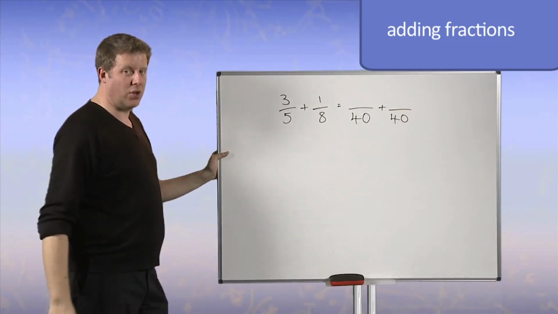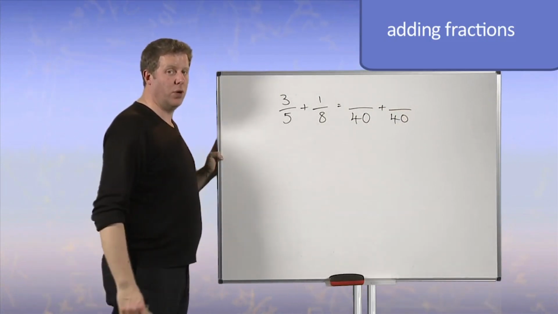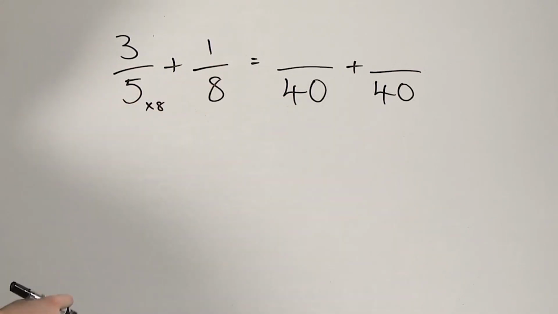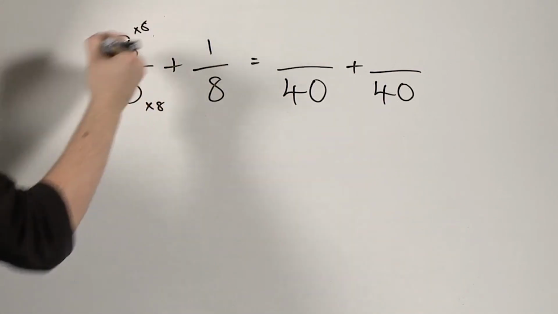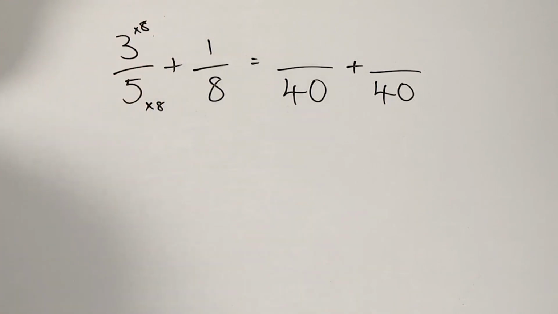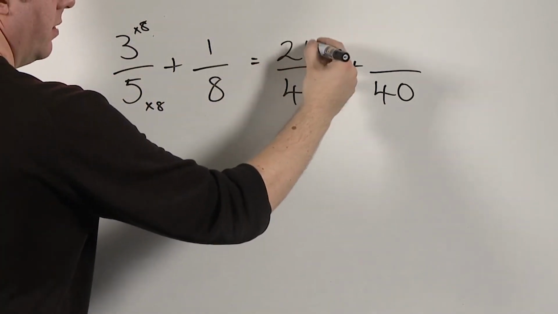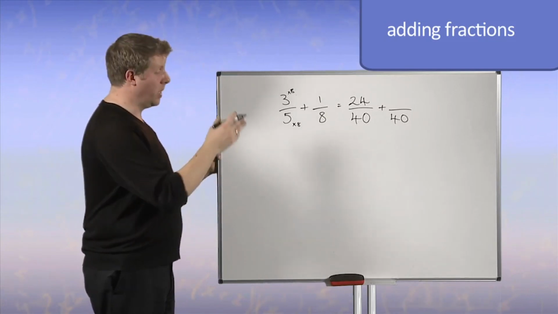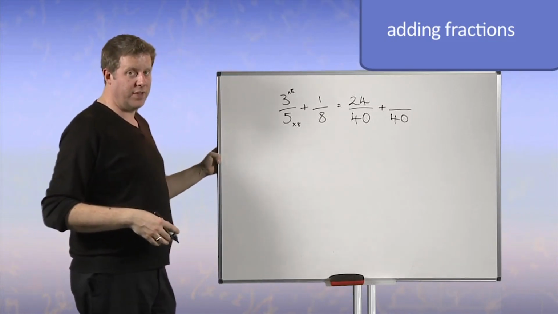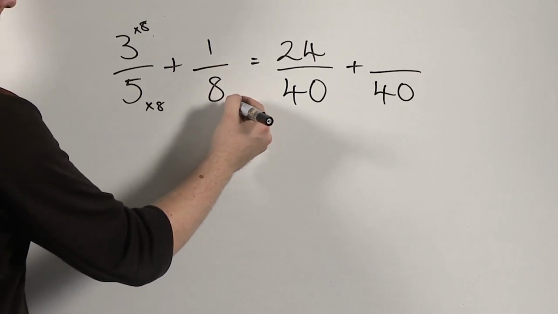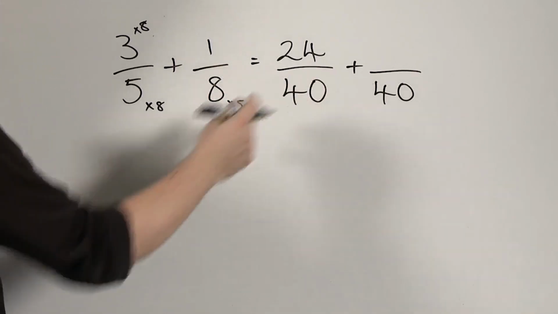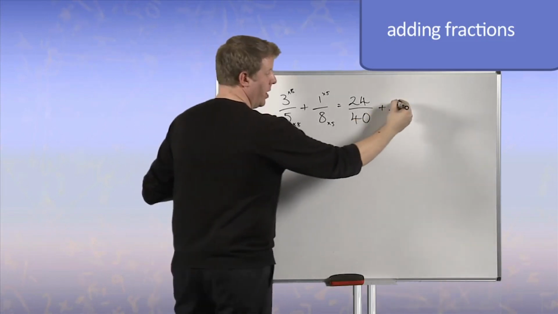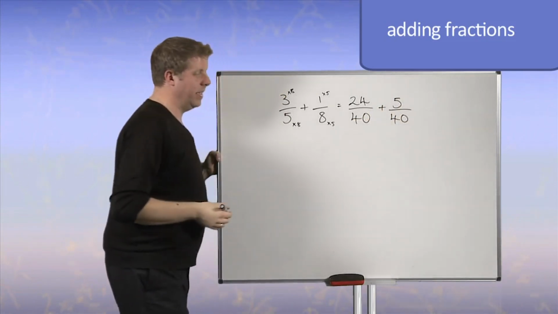Make sure you get this method correct, because this is sometimes where lots of people lose marks. You multiplied the 5 by 8 to get 40, which means you need to do the same to that numerator on the top. And 3 times 8 gives you 24. So 24 over 40 is my equivalent fraction to 3/5. Likewise, with the 8, I multiplied that by 5 to get 40, so I'll do the same to the top, and 1 multiplied by 5 is 5.